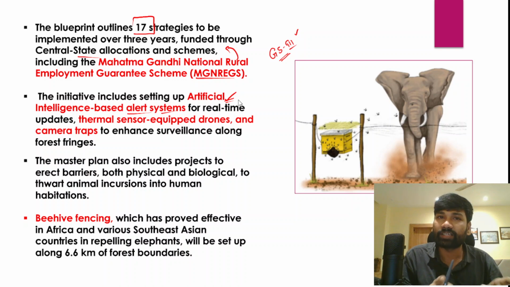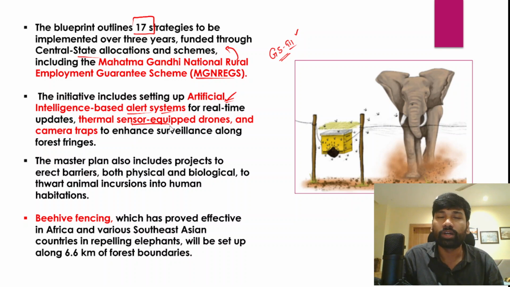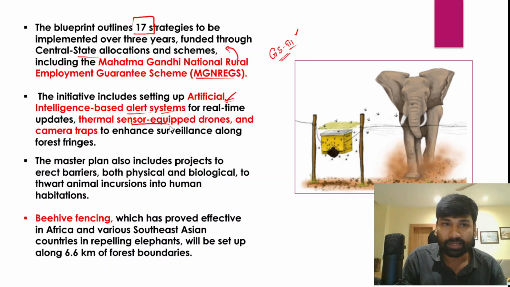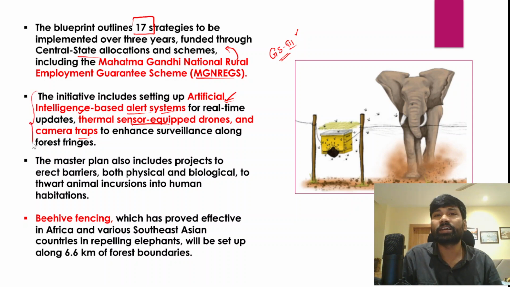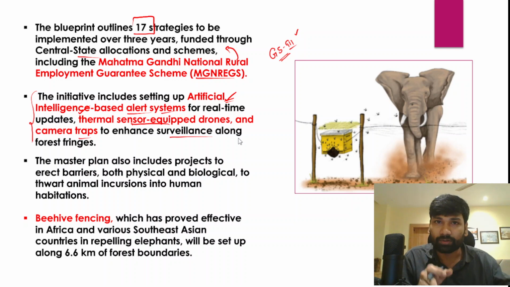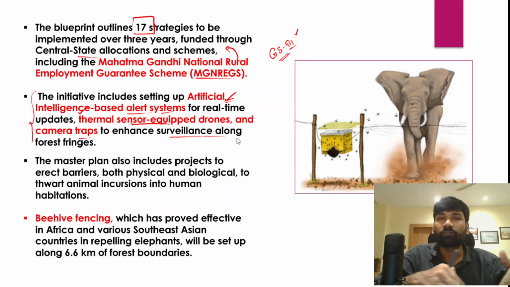Now, apart from these artificial intelligence-based systems, there will be thermal sensor-equipped drones to regularly make sure that an effective surveillance system is in place, right? So thermal sensor equipped drones, and there will be camera traps. All these things, which are driven by technology, will further enhance surveillance along the forest buffers, right? It is very important that we significantly enhance our surveillance within the forest buffer areas or the forest fringes, and therefore we could substantially reduce the risk of human wildlife conflict.